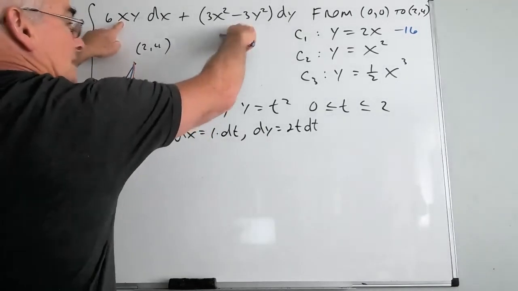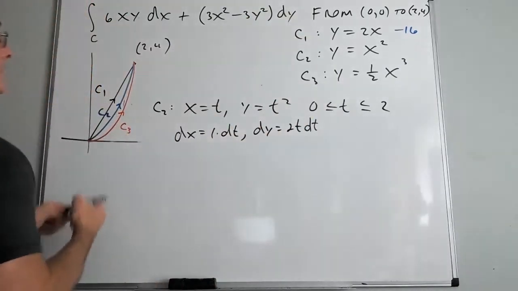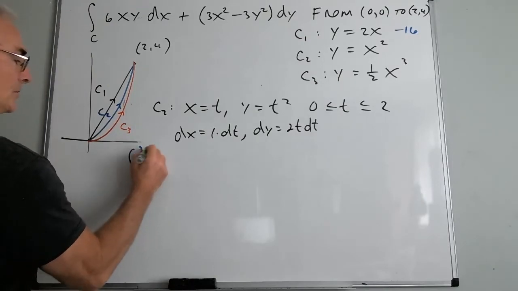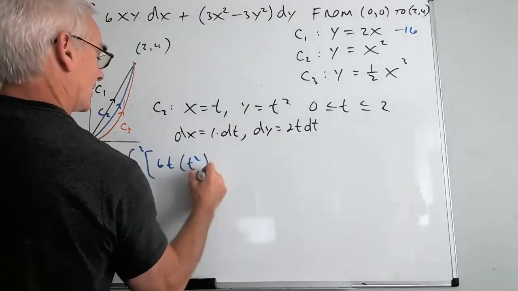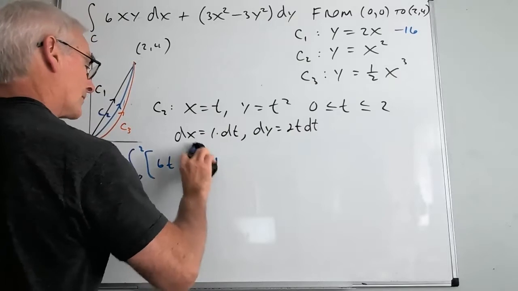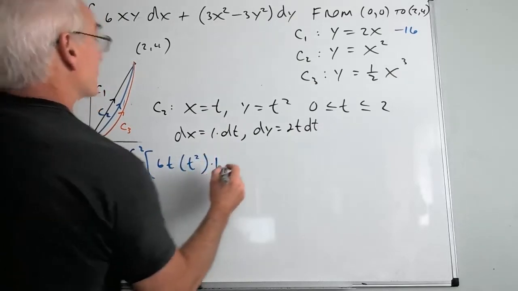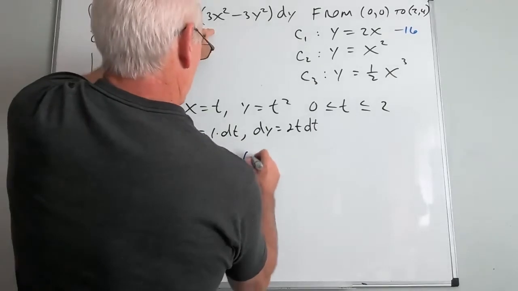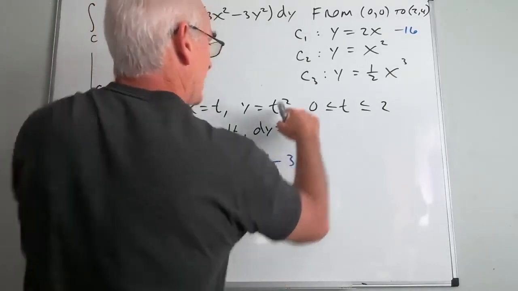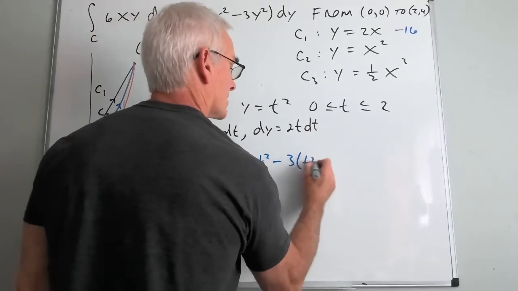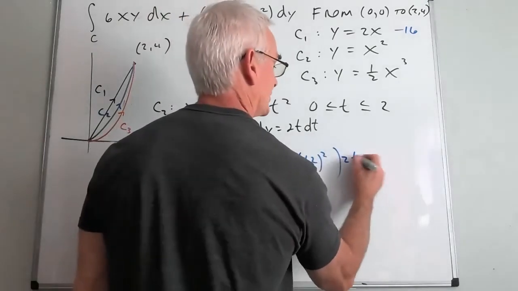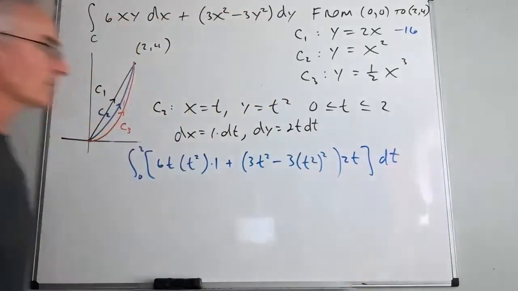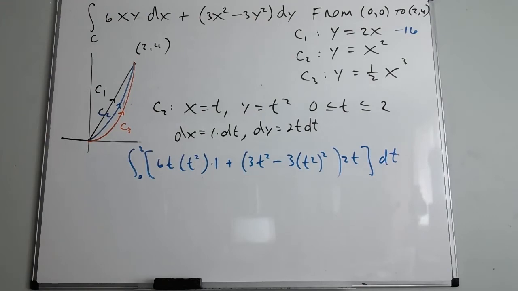So in here, I replace everything with what I just said here. So we're going to have the integral from 0 to 2, 6t times t squared times 1 dt plus 3t squared minus 3 times the square of t squared times 2t, and then all dt. Okay, I think everything looks good there. All right, let's check this out.